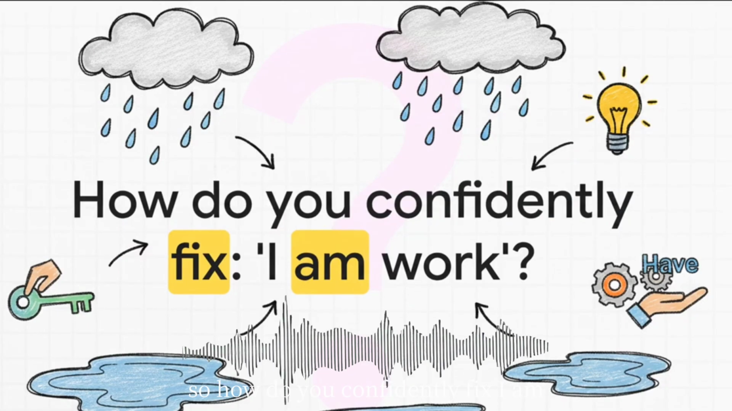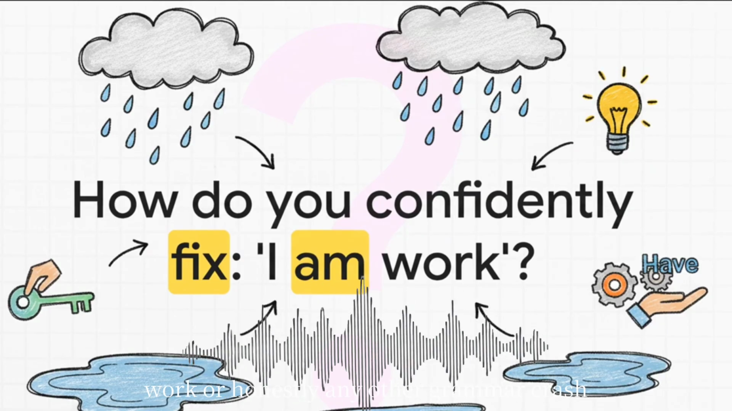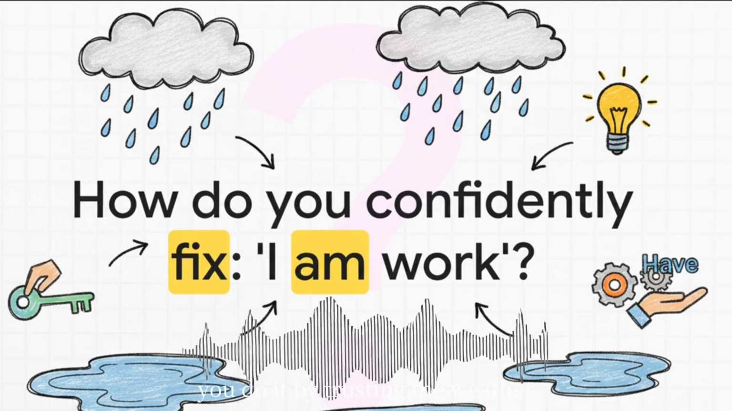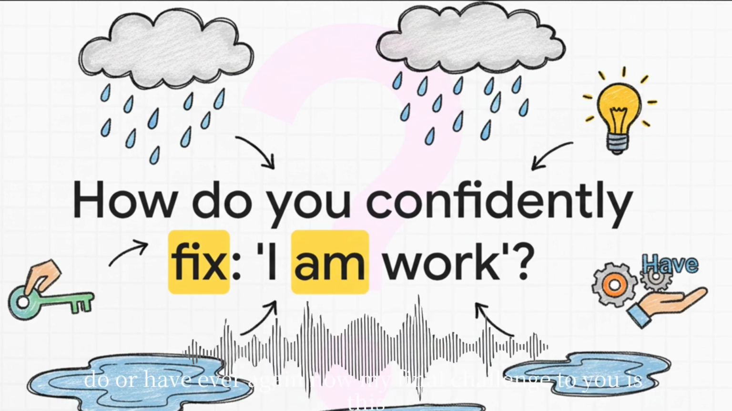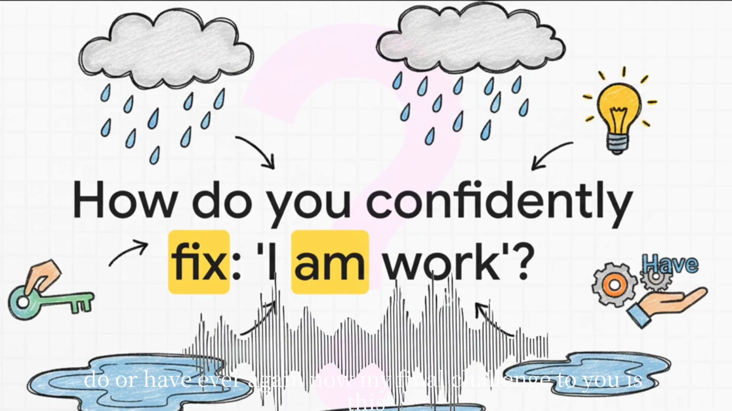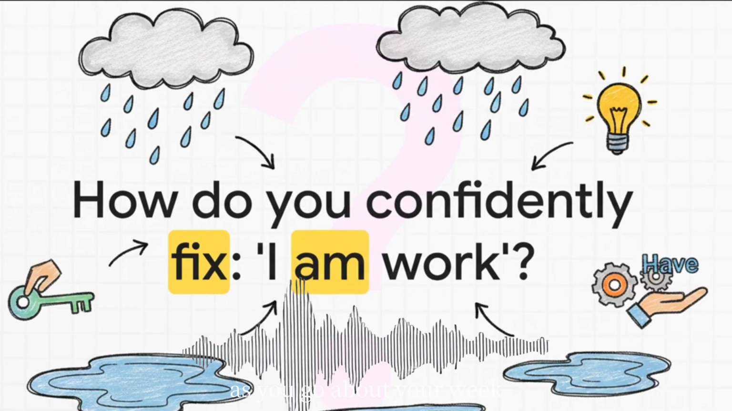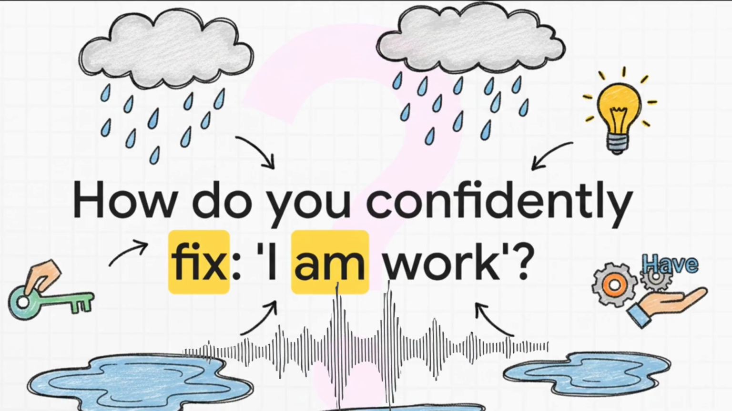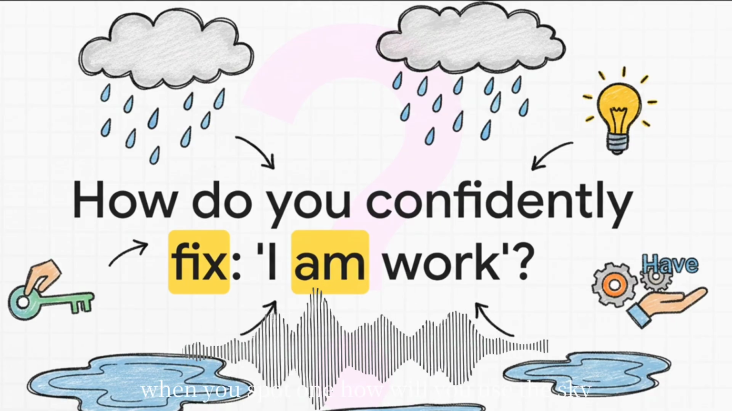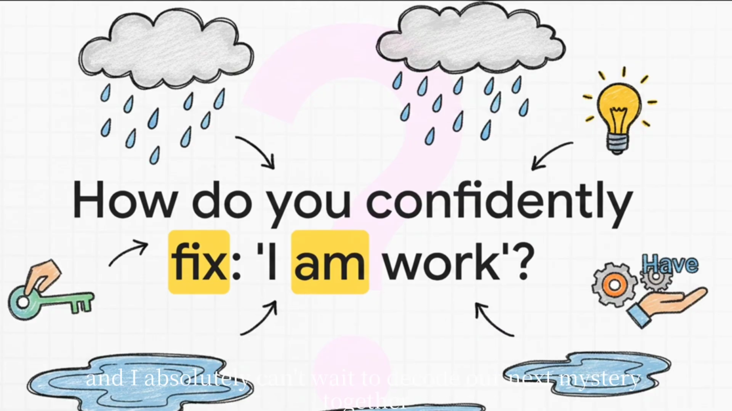So how do you confidently fix I am work, or honestly, any other grammar crash? You do it by trusting the weather. You officially have the tools to never second-guess be, do, or have ever again. Now, my final challenge to you is this. As you go about your week, look out for those crashed weather systems in your own daily conversations. When you spot one, how will you use the sky, the rain, or the puddles to fix it? Keep applying this forecast, and I absolutely can't wait to decode our next mystery together.